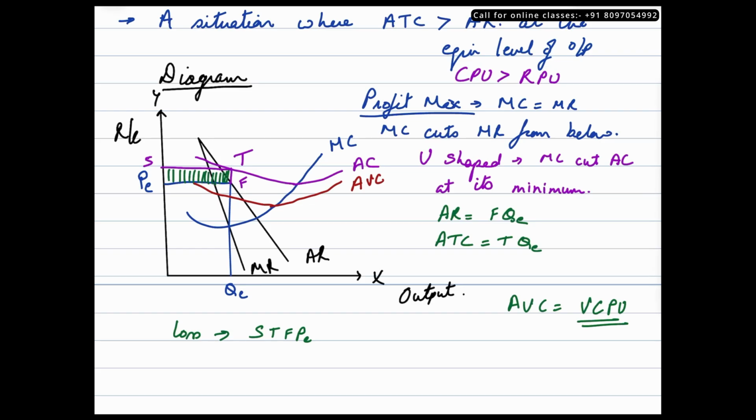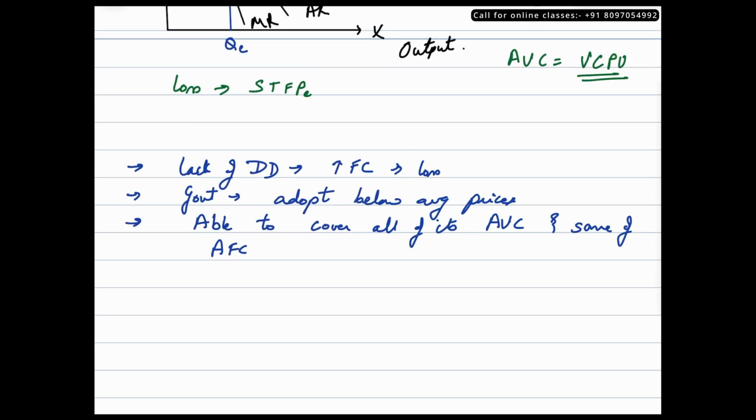Let's take a look at various reasons why a monopolist might incur losses. So a monopolist might incur losses if his or her output lacks demand as against a high fixed cost. That immediately becomes a recipe for loss and hence a monopolist would be incurring a loss. Another reason would be government may be forcing the monopolist to adopt below average prices. That would be another reason why a monopolist would not be making enough revenue and hence incurring a loss. And finally, as we've seen in the diagram above, if the firm is able to cover all of its variable costs and only some of its fixed costs, then the firm would be incurring losses.